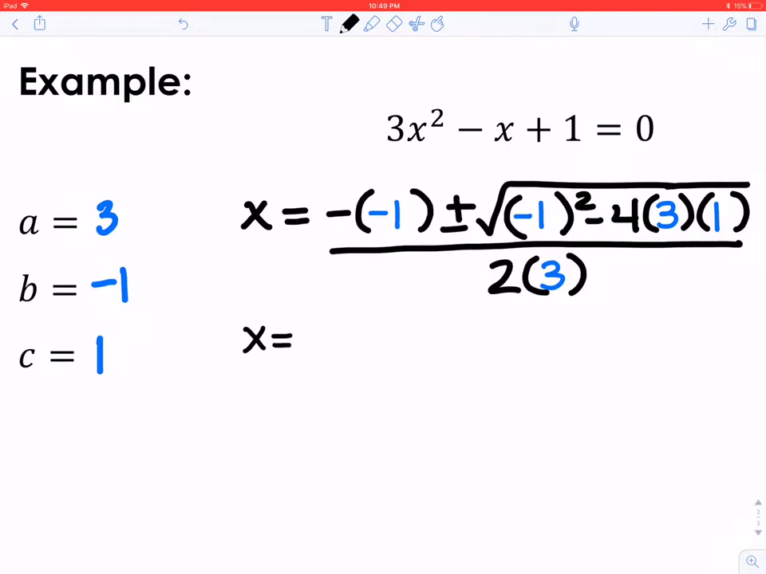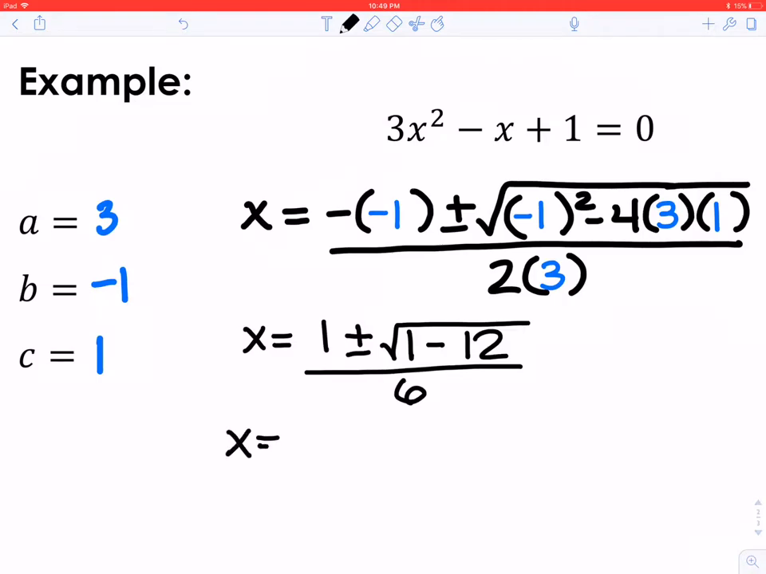X is equal to negative times the -1 would be +1. Remember, we're doing the opposite of b up front. Plus or minus the square root. -1 squared. -1 times -1 is +1. And then 4 times 3 is 12. Times 1 is still 12. And then last step, we'll subtract. Following our order of operations, exponents, then multiplication, and then subtraction. All divided by 2 times 3 is 6.